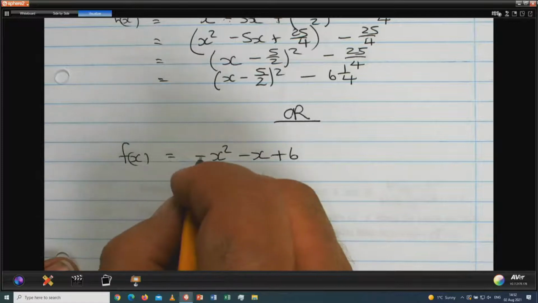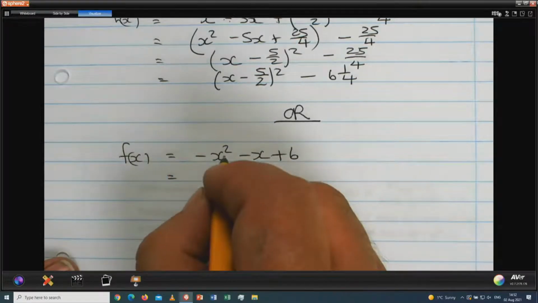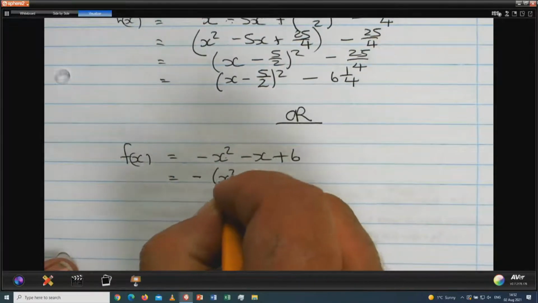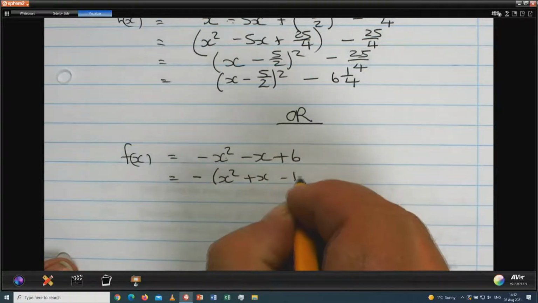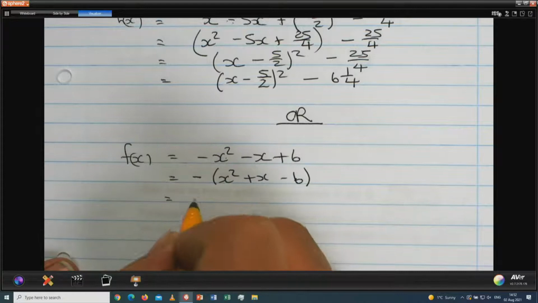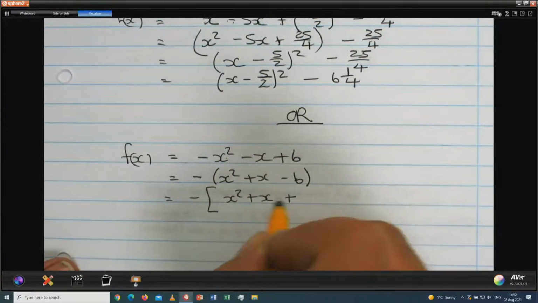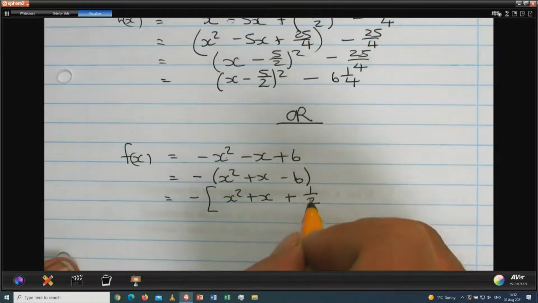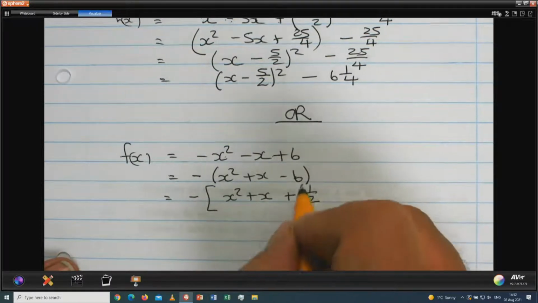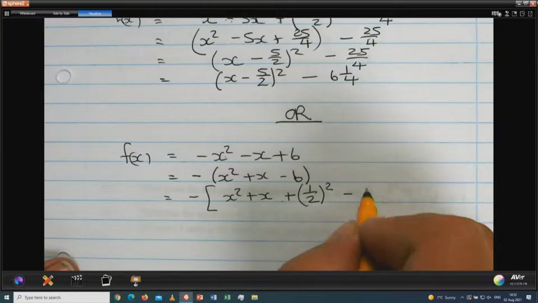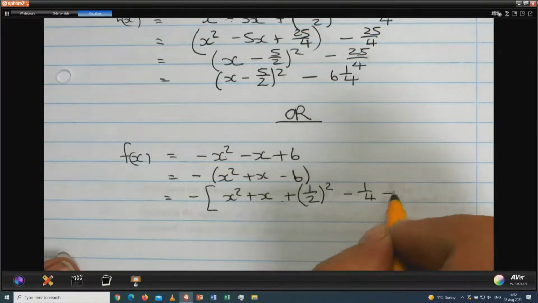So what have we got here? We make the coefficient of x squared 1: negative bracket x squared plus x minus 6. Then you keep the first two terms, x squared plus x, and add half the coefficient of x, which is 1, half of 1 is a half, to be squared. If you added a quarter, you subtract a quarter, minus 6.